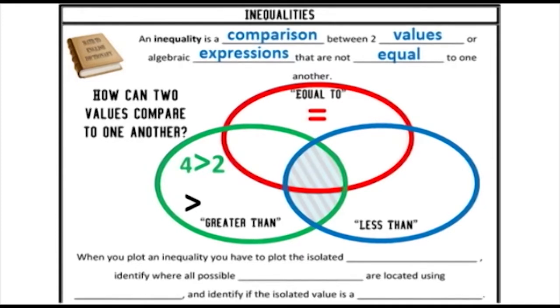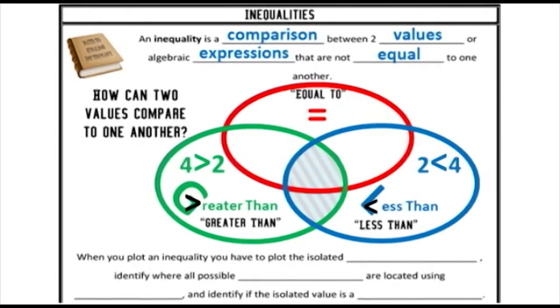You can remember the symbol because the greater than symbol looks like part of a G in the words greater than. The less than symbol looks like this, and the inequality would read 2 is less than 4. You can remember the symbol because the less than symbol looks like the L in less than.